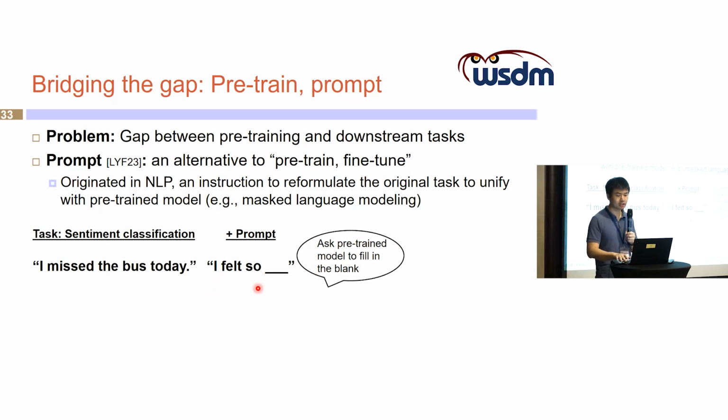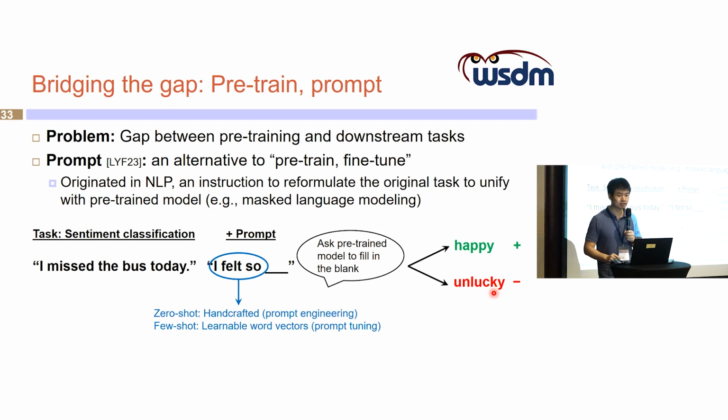If your pre-trained model is doing a good job, then it probably will fill in the word like "unlucky" here, right? And with the word "unlucky", it can be easily mapped to the negative sentiment. So essentially here the prompt is a reformulation of the original task, reformulating sentiment classification into filling the blanks, which is actually the same objective as if you are using a masked language model. You are actually already doing so, right?